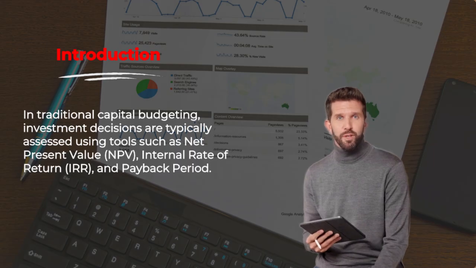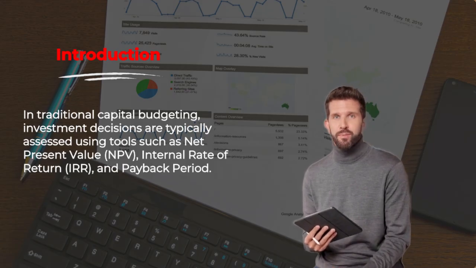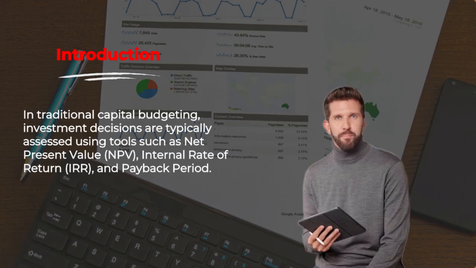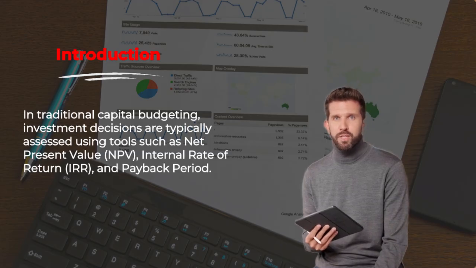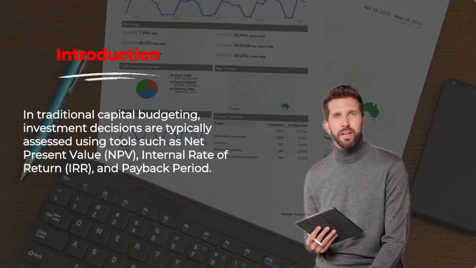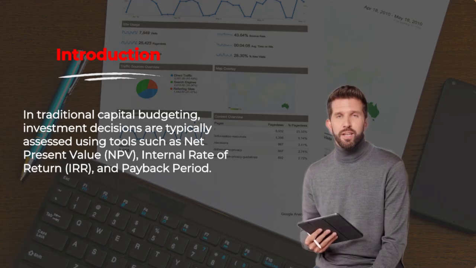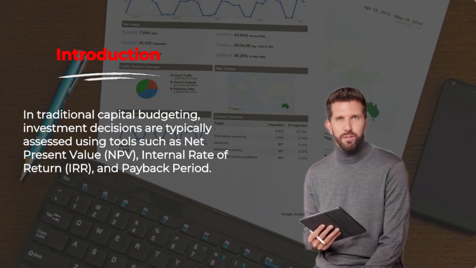Introduction. In traditional capital budgeting, investment decisions are typically assessed using tools such as net present value, NPV, internal rate of return, IRR, and payback period. However, these models assume that project parameters remain fixed and decisions are made at the outset, ignoring the reality that managers can make future decisions that alter a project's direction. This limitation gives rise to the concept of real options.